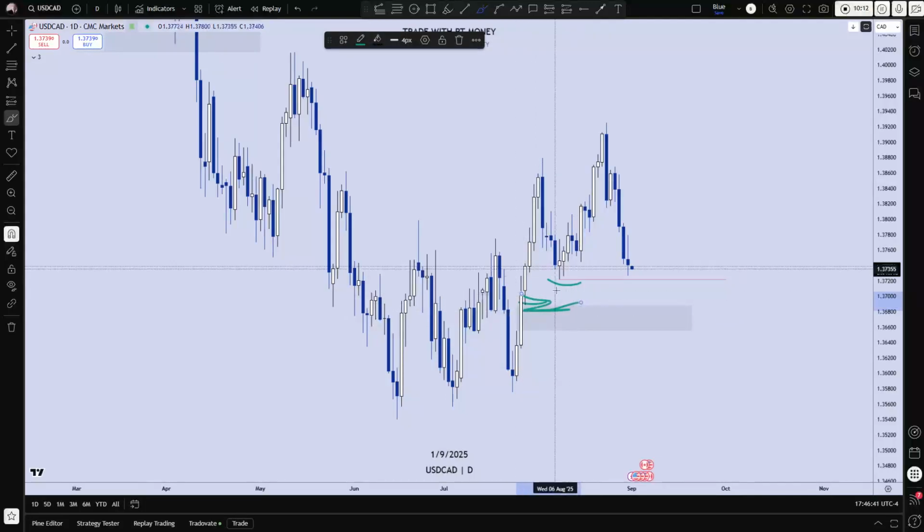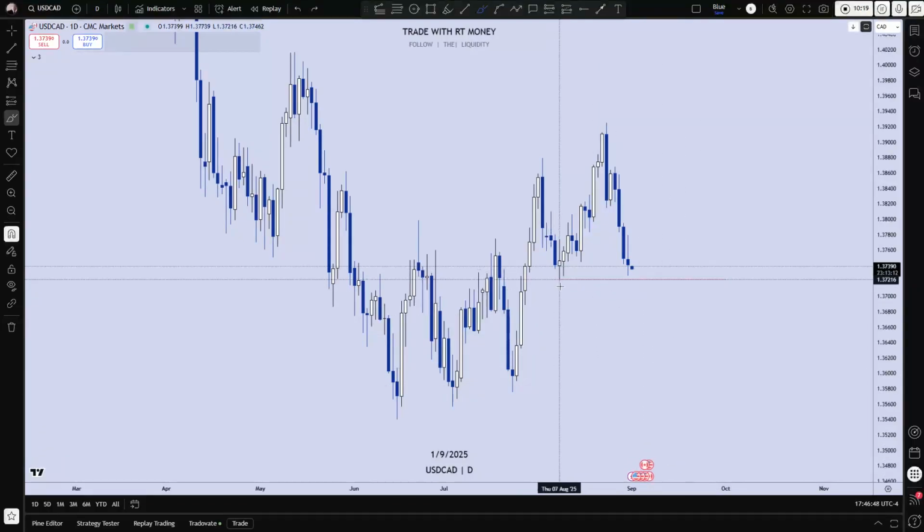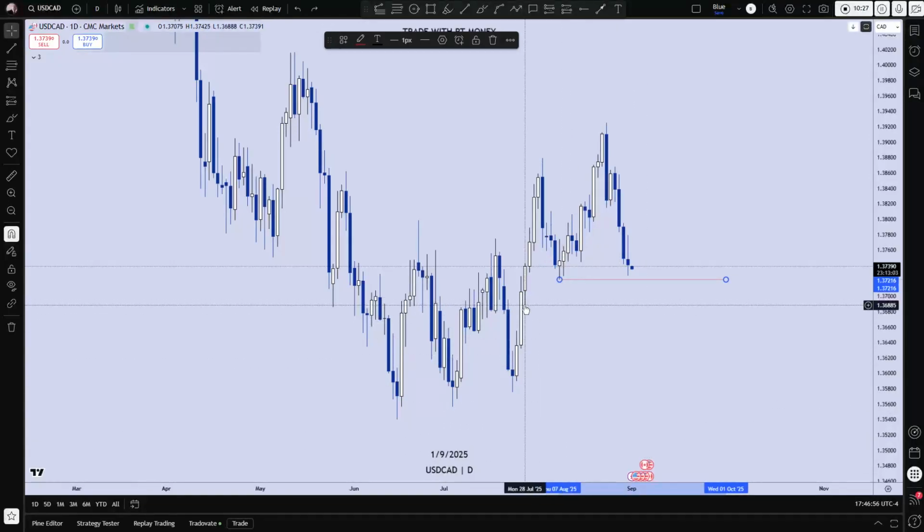This low first, and then this low. Does that make sense? All right. Let me give you some exact numbers. That is 1.3721, and this one is 1.3688. Those are the ones I'm going to be watching.